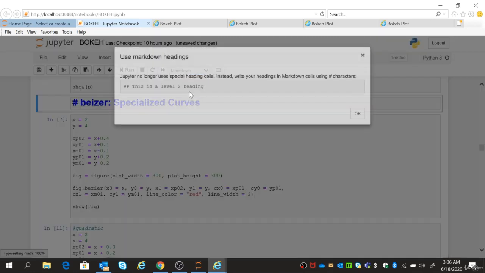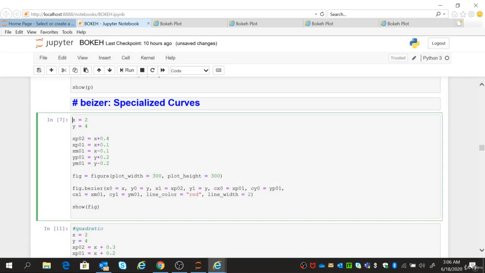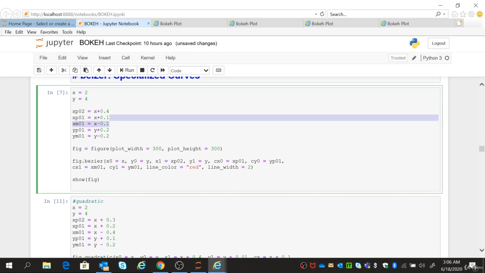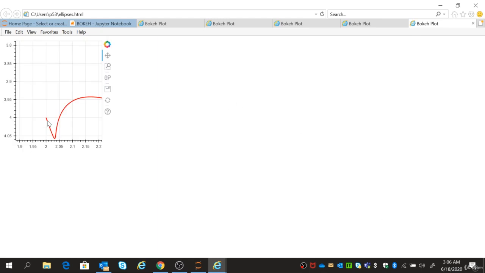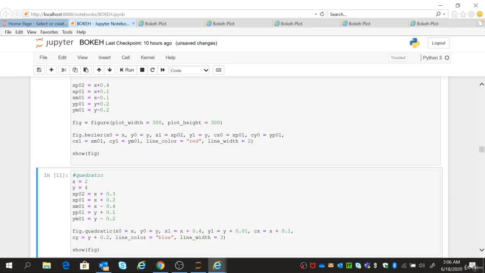Okay, let me mark it as a heading for your clarity. So Bezier. So this is the simple command for Bezier. Okay, all the control points have been mentioned: X1, Y1, X0, Y0, CX0, CX1, CY1, CY0, and all that stuff. And if you run it, you get your Bezier. Okay, these are the starting point, control points, ending point, and all that stuff.